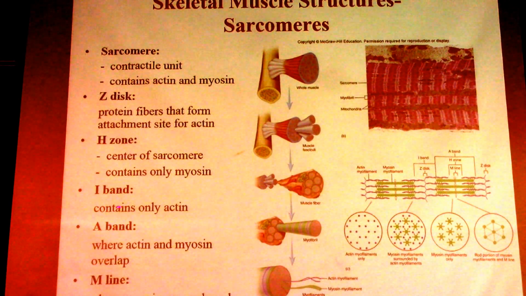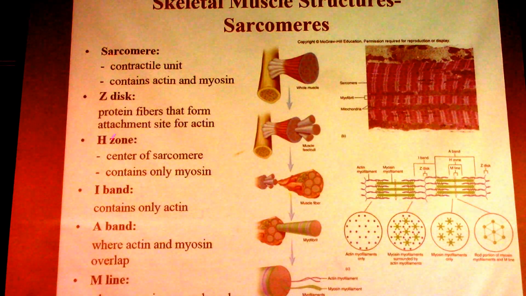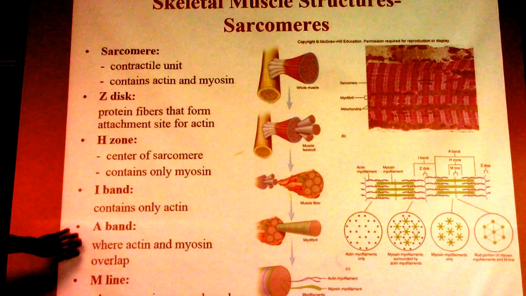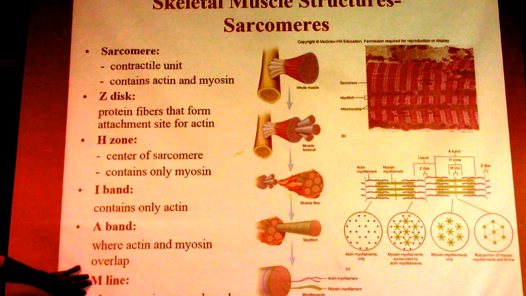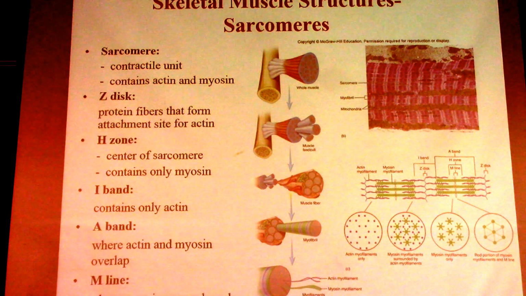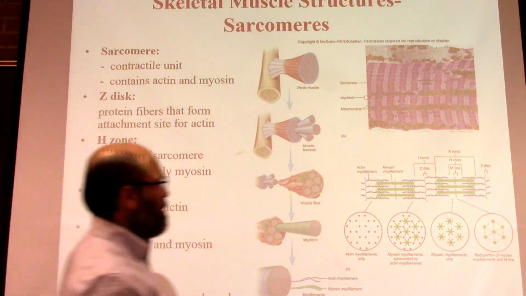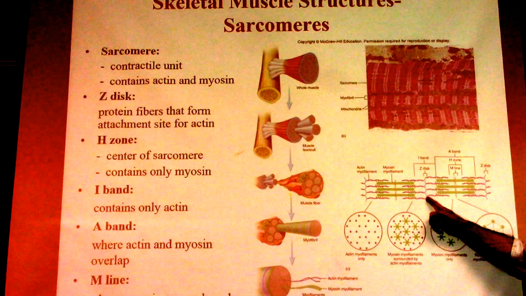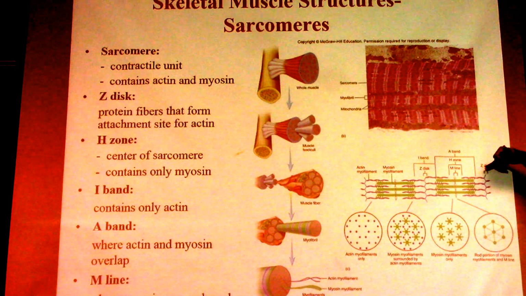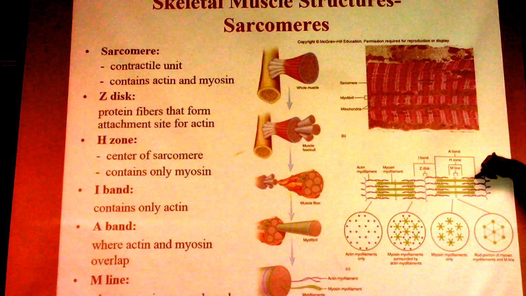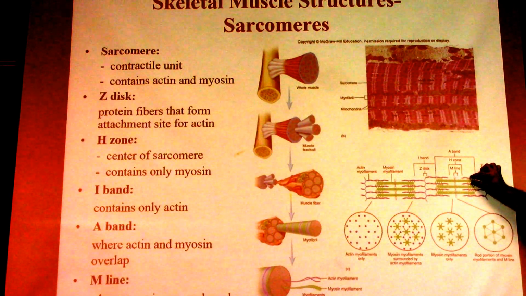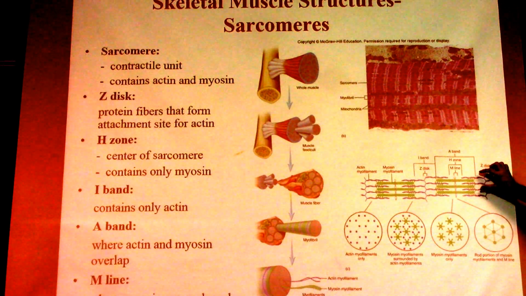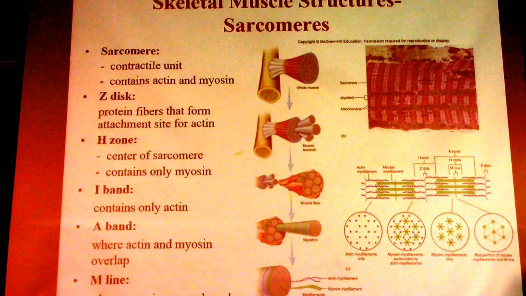The I band is the band which shows only the actin proteins, and I'll show you that there. A band is where actin and myosins overlap. M line is where myosins are attached, so when they're attached in the middle. So here, this is the Z disc. Again the proteins, and that is the size of this sarcomere. And right in the middle is the A band. A band is where these proteins are overlapping. When myosin and actin proteins overlap, this is what we see, they become a fairly thick band.